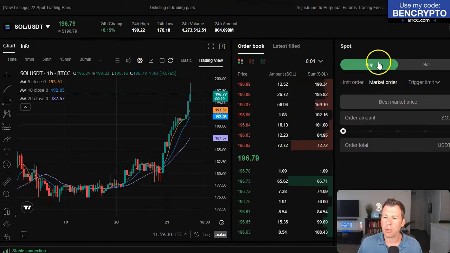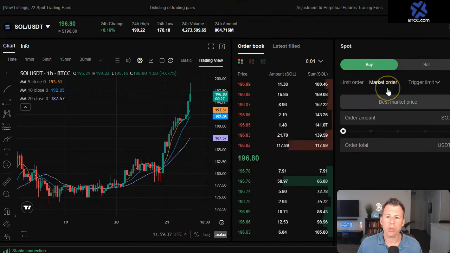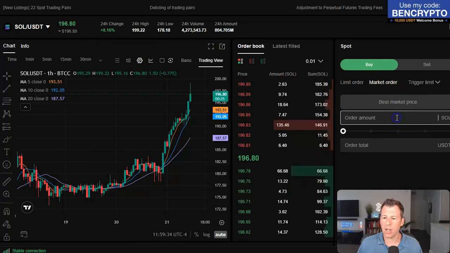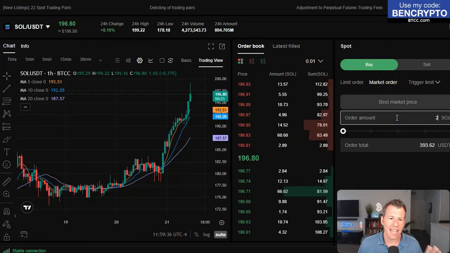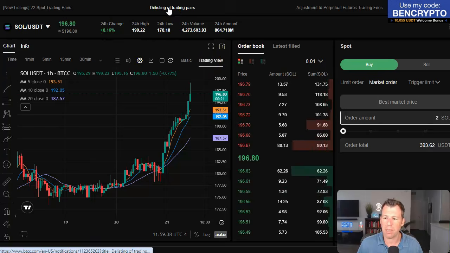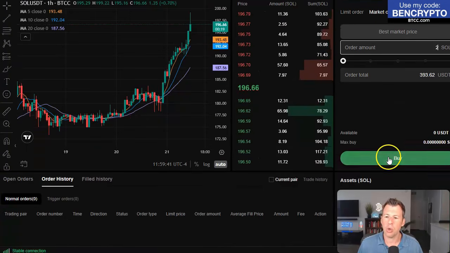So market order, you're going to do buy or sell. Market order is pretty self-explanatory. If I just want to buy 2 Sol at the exact price right now, just fill it immediately, then you would click on that, 2 Sol, click buy.